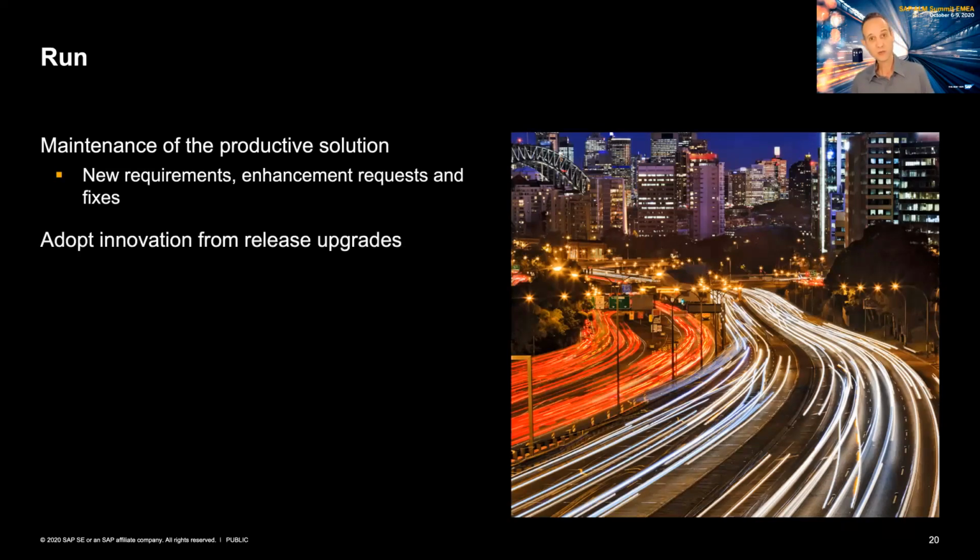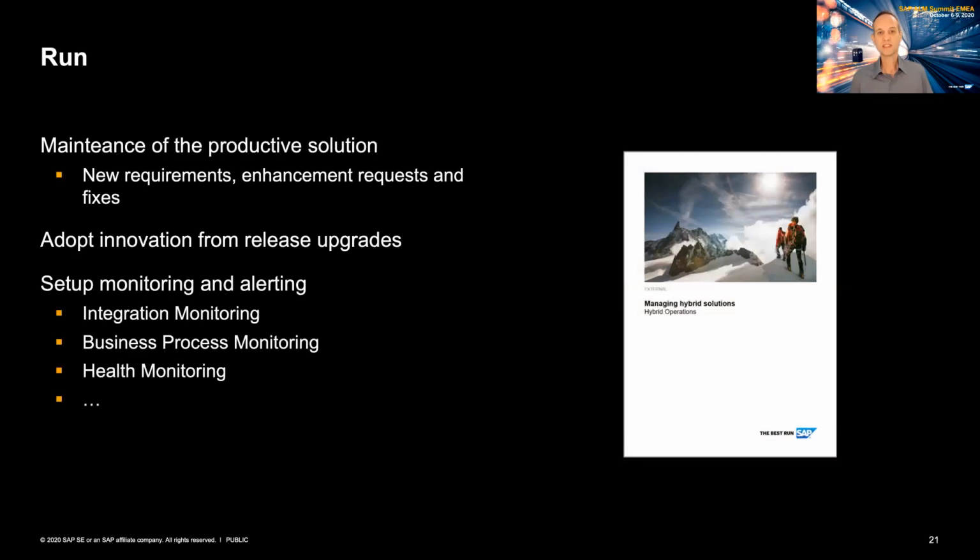And then, in the cloud, when we talk about hybrid, there are release upgrades in the cloud. Even if you have a very stable core on-prem, there will be quarterly, half-yearly updates to your cloud system. And the goal of that is that you have innovation that you can adopt. It's not just updating the software. I mean, there are new features coming in, and you really want to make sure that you can adopt them. And then, of course, it's about real operations work, in the sense of operations also in our tools. And that's then setup of monitoring and alerting, integration monitoring, business process monitoring, health monitoring, and so on. And there's a separate white paper for that from Janko's team on managing hybrid operations.